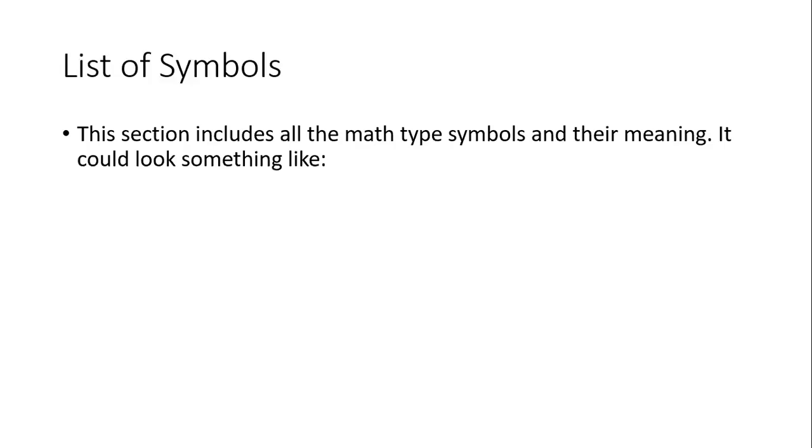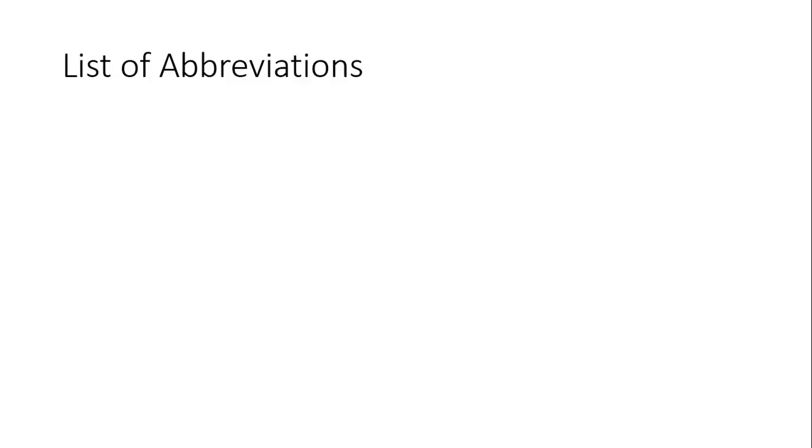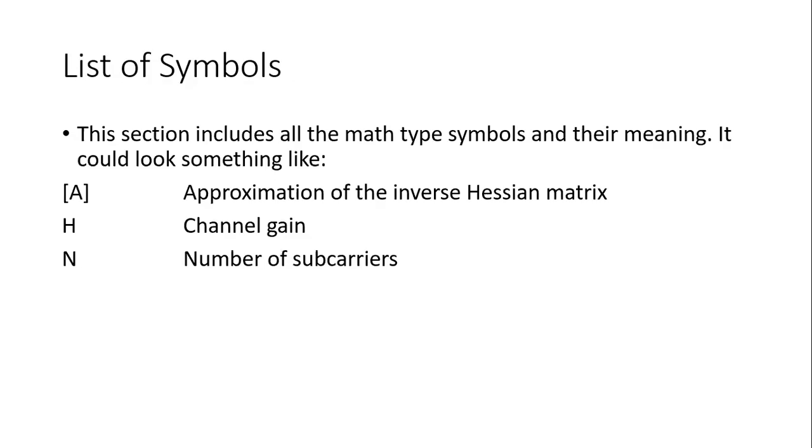Now, let's look at the list of symbols. This section includes all the math type symbols and their meaning or meanings. It could look something like this. Let's assume this means the approximation of the inverse Hessian matrix, where H is the channel gain and the number of subcarriers and so on. So here, the symbols should be those listed in your report, okay?